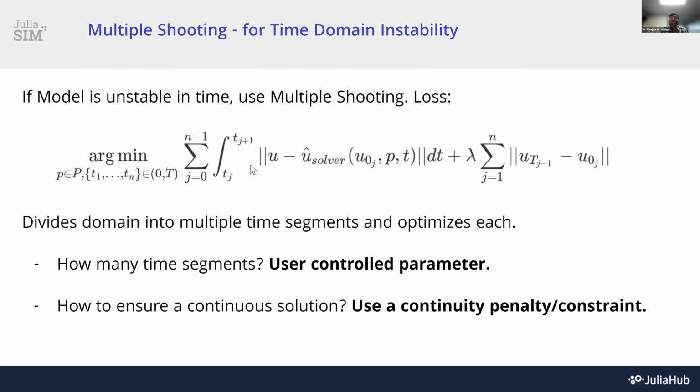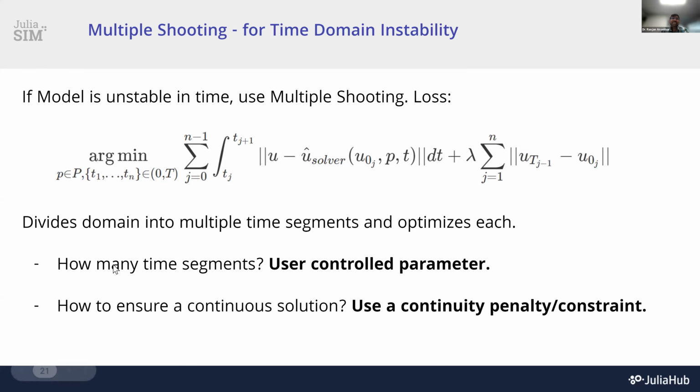And then, how exactly do you find these time segments? The answer is you don't. You add these and you optimize along the way. At the end of the optimization process, you get a set of parameters that fit the data, as well as the time domain segments that the time domain has been split into, which is quite interesting. It gives you a sense of where exactly the model is unstable.